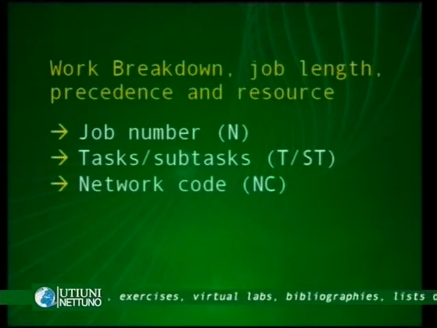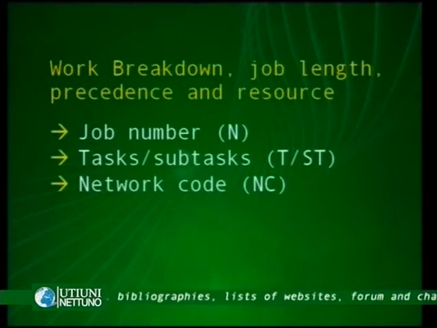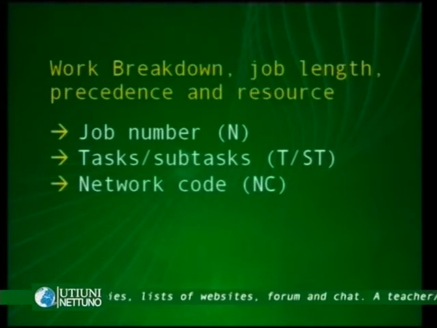Then we have the network code. As we will see in the next class, when we're dealing with the second part of the implementation phase, the work breakdown structure could be expressed in terms of network relations among tasks and subtasks. So if we consider a flow of relations, the network code is identifying the part of the network where the activity is being developed.